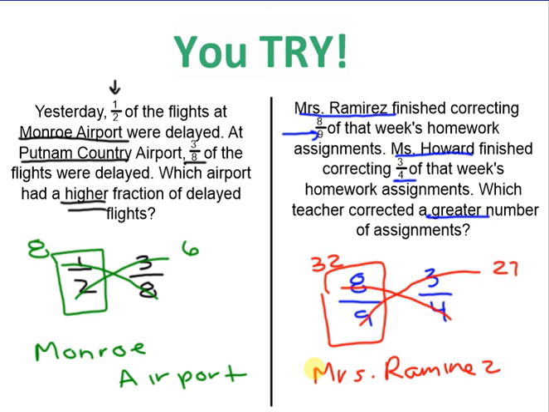All right, if you're not done, go ahead and pause. I'm going to go over the answers. So the first one, when you compare, you should have gotten 8 and 6, with 1 half being the greater fraction. So Monroe Airport had the higher fraction of delayed flights. For the second one, you should have gotten 32 and 27, with 8 ninths being the greater fraction. So Miss Ramirez was the teacher who finished correcting more of the week's homework assignments.